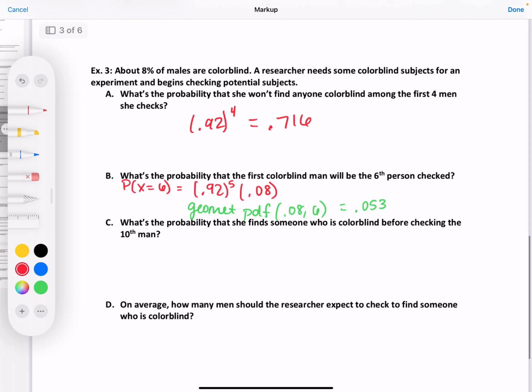All right, so then what's the probability that she finds someone who is colorblind before checking the 10th man? So that means that we care about 1 to 9 because we want to see if she finds someone that's colorblind before she gets to 10. So this is the probability for 1 less than or equal to x less than or equal to 9. Suggestions on which function to use, because this one by hand would be awful, so I'm not even going to do it by hand.